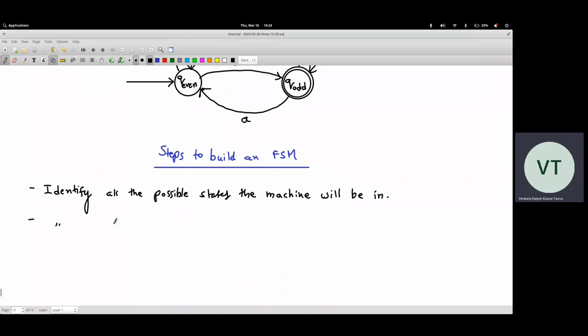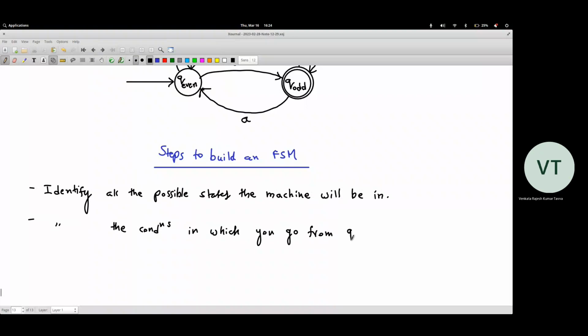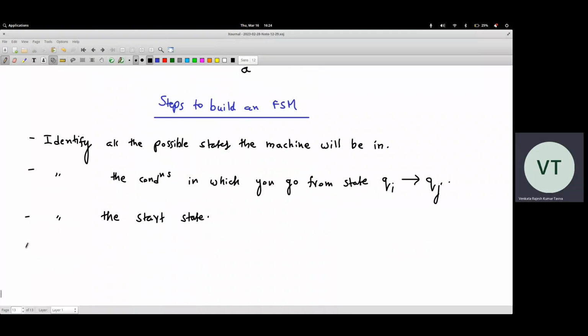All right, and then identify the conditions in which you go from state Qi to Qj. And then identify the start state, and finally identify the final states.